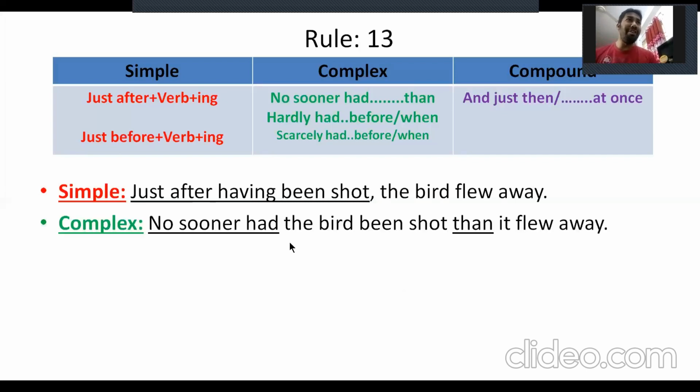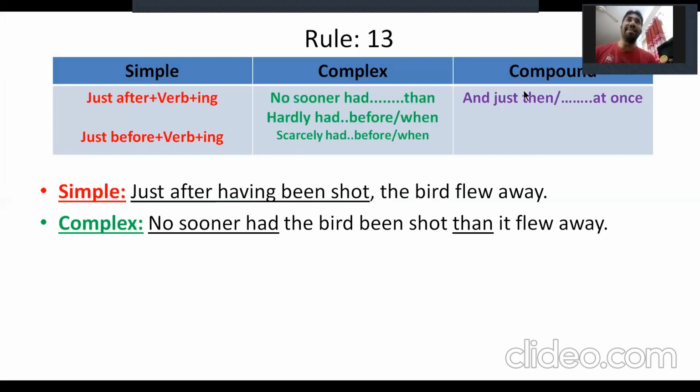The complex sentence reads like this. If you use hardly had or scarcely had, then the sentence would read like this. Hardly had the bird been shot when it flew away. Hardly had the bird been shot before it flew away. Or with scarcely, it would read like scarcely had the bird been shot when it flew away. Or scarcely had the bird been shot before it flew away.